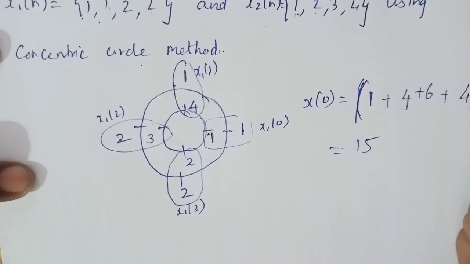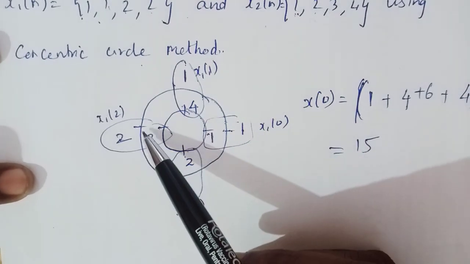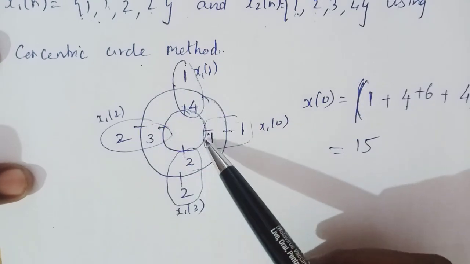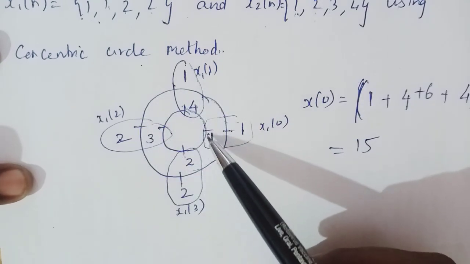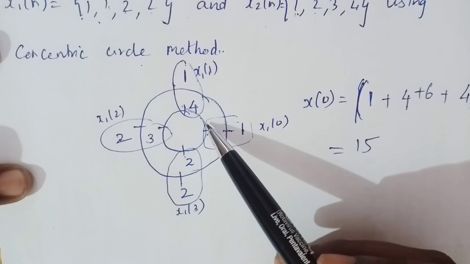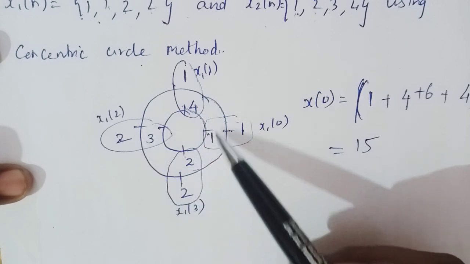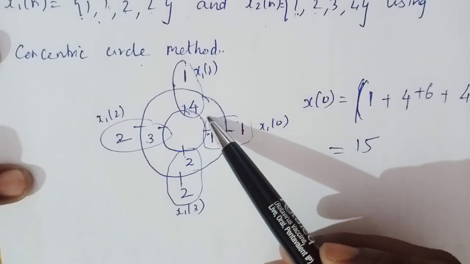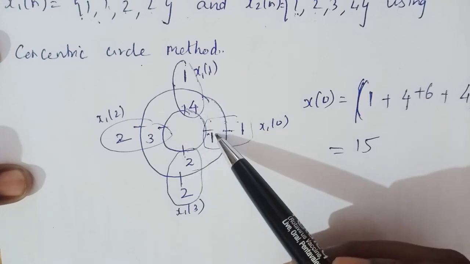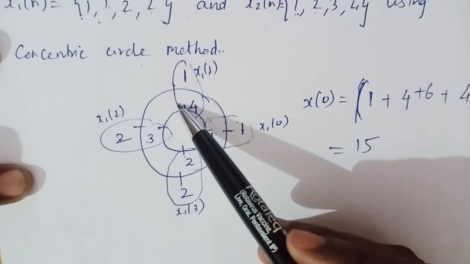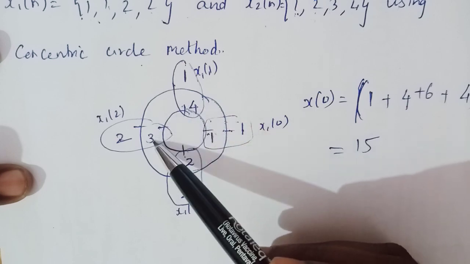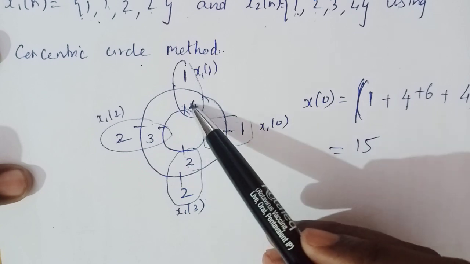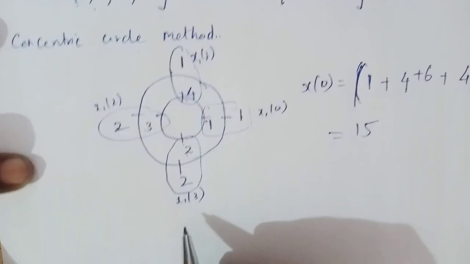Here is the most important thing. Step 2: we keep the outer circle constant, and we shift or rotate the inner circle in the anti-clockwise direction. When I shift in the anti-clockwise direction, we get one shift: this 4 is going to come here, this 3 comes to this place, 2 comes here, and 1 shifts here. We are going to make 3 shifts.